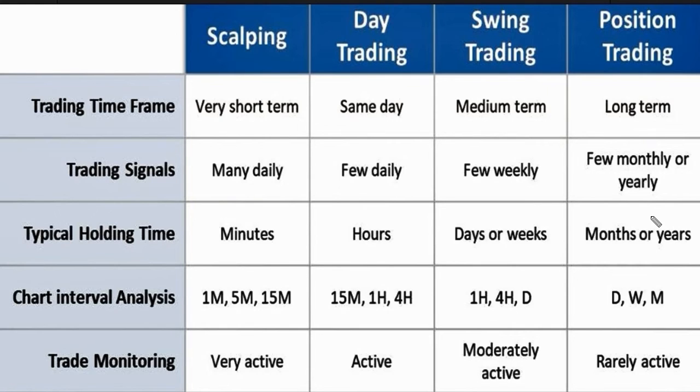Next is swing trading. The trading time frame is medium term, which can be around 5 days to 5 months, and trading signals you get are very few on a weekly basis, and holding time can go from 5 days to 5 months. For chart interval we will use 1 hour to daily. Well, if you have taken a trade in swing trading, then you don't have to actively monitor it fully every day. Next is positional trading.